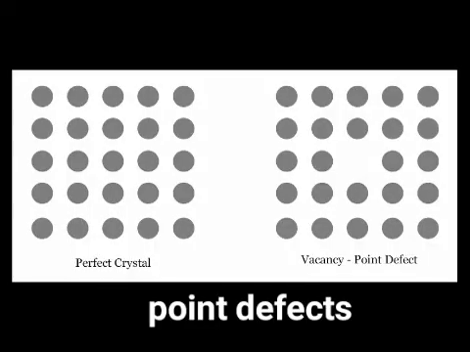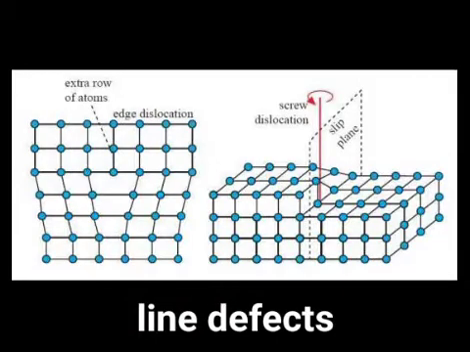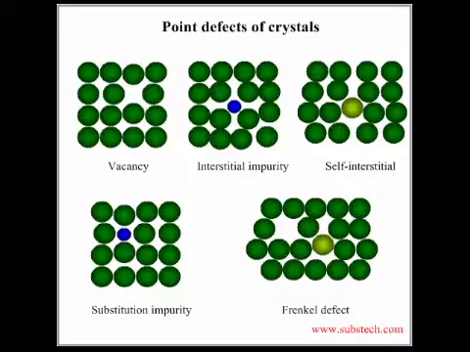Point defects are the irregularities or deviations from ideal arrangement around a point or an atom in a crystalline substance. Whereas line defects are the irregularities or deviations from ideal arrangement in an entire row of lattice points. These irregularities are called crystal defects. Now the group members will tell you about the types of point defects.